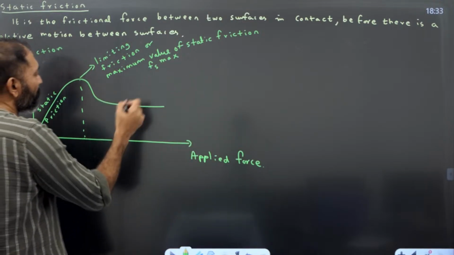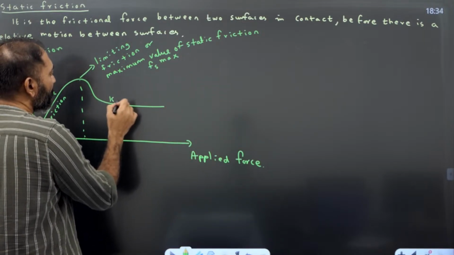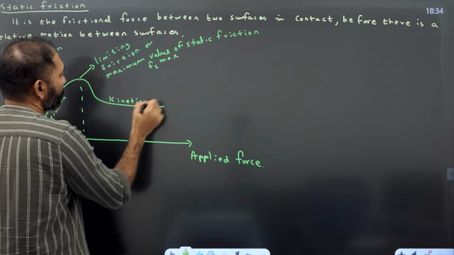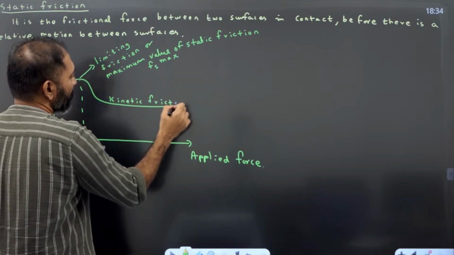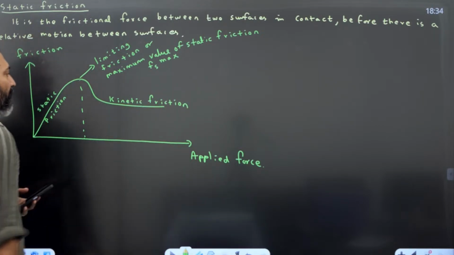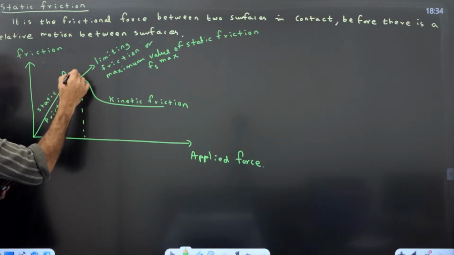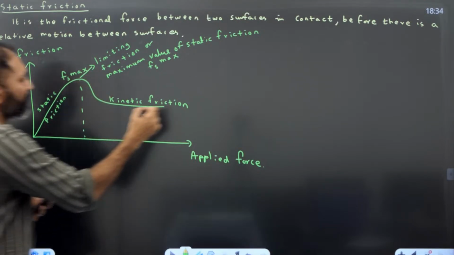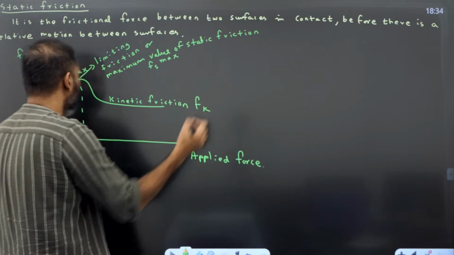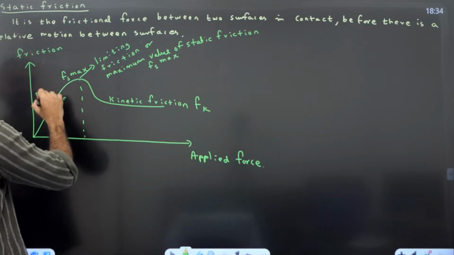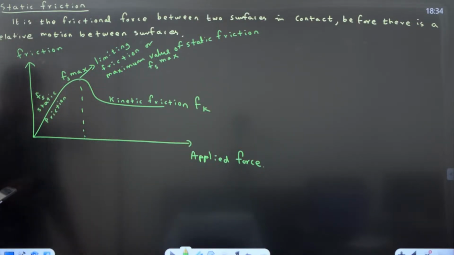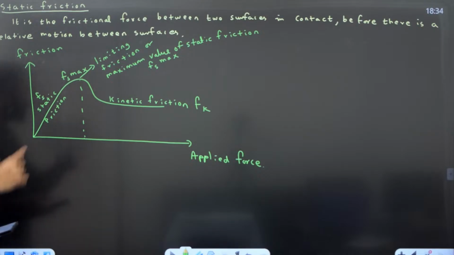Then once the motion starts, here we have kinetic friction. This point is Fs max. Kinetic friction is denoted by Fk. Static friction is denoted by Fs. I hope it is clear for all of you.